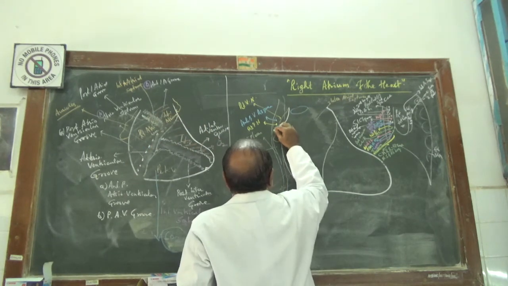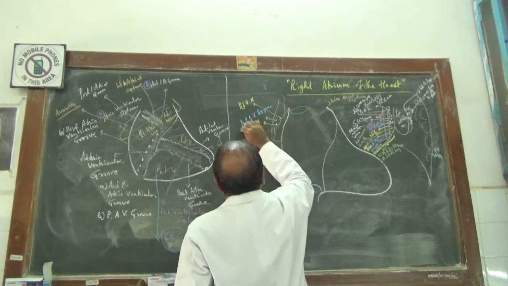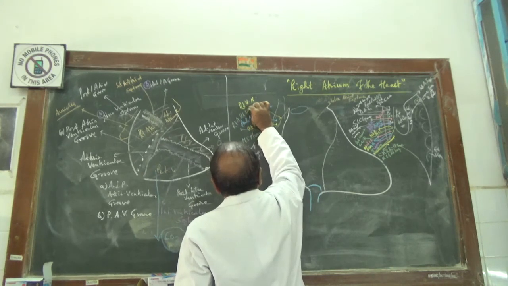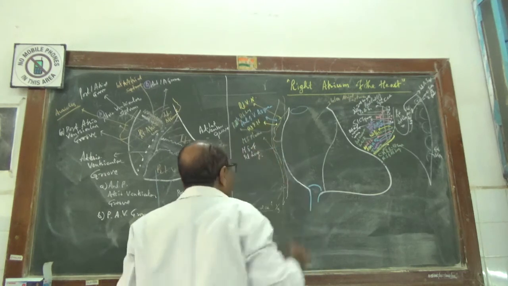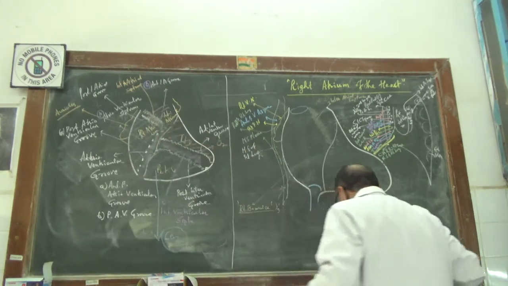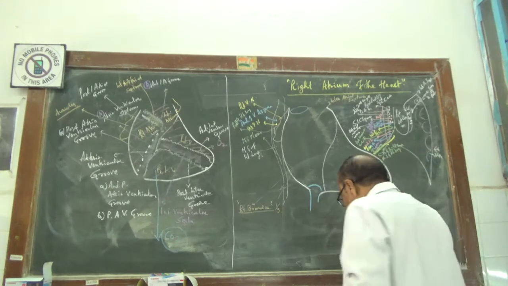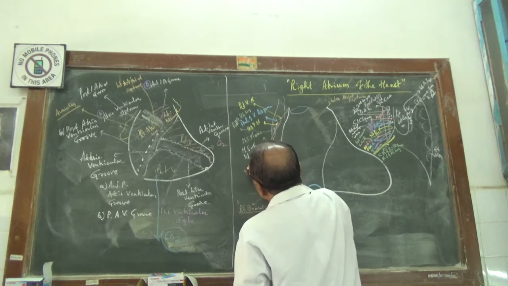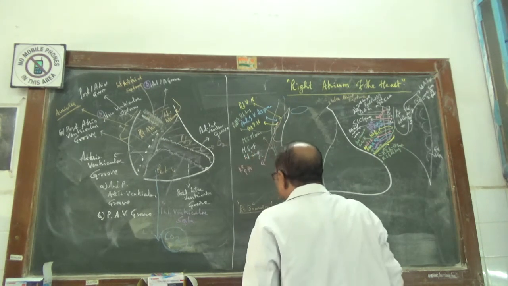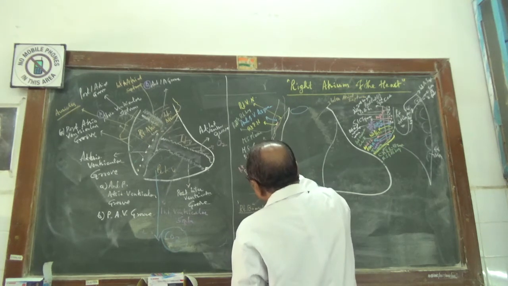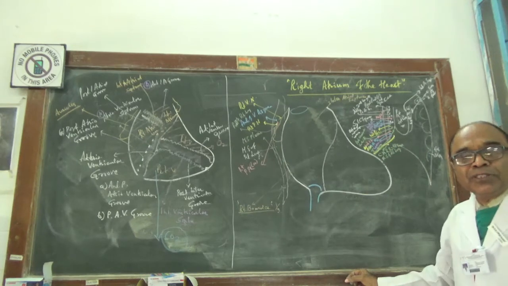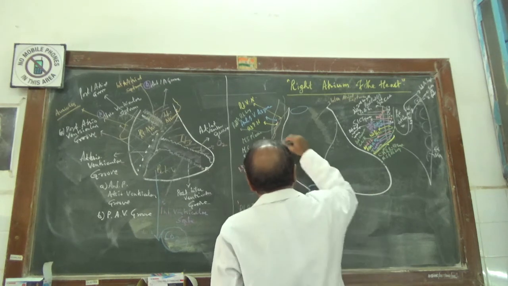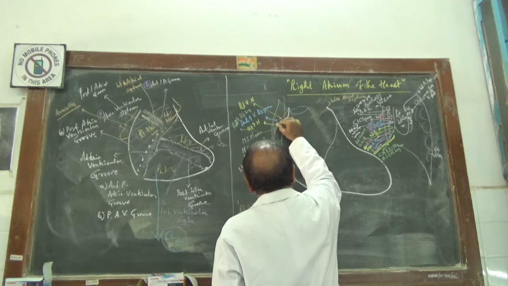Then you have the root of the right lung. The structures entering at the root of the right lung are the right pulmonary artery, which carries deoxygenated, carbon dioxide-rich blood for the pulmonary circulation, and its covering is called the pleural sleeve.